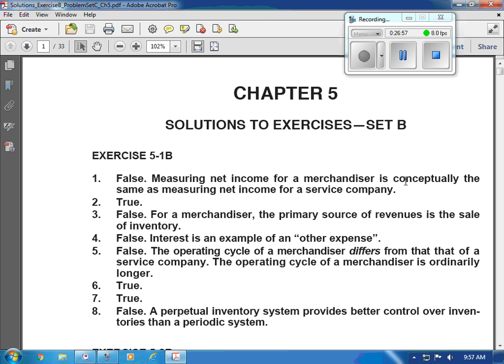Sales minus cost of goods sold is gross profit. Number 3, with it being false, merchandiser's primary source is not that of services. So think of the Willys example. Yeah, Willys provides some services, but it's not their livelihood. Their livelihood is selling groceries, stuff. Number 4, false. Interest is an example of an operating expense.